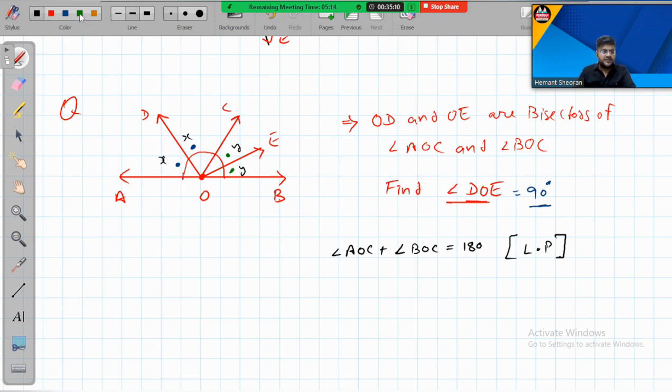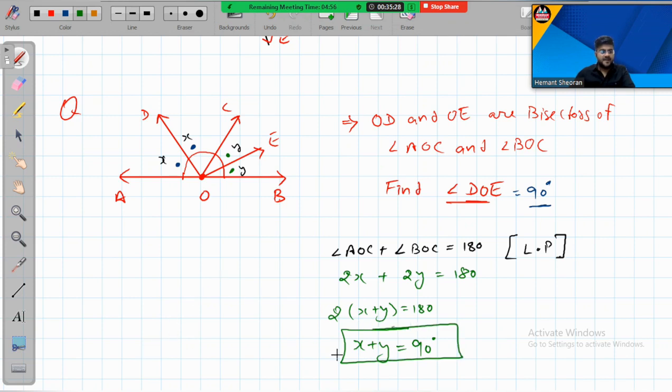So instead of AOC, I can write 2x, and instead of BOC, I can write 2y, equals 180. 2 is common, so I will get x plus y equal to 180 divided by 2. And the 2 goes to the other side in division. x plus y is just 90 for us. Yes or no? Yes. After you said that my explanation was wrong, I thought of that.